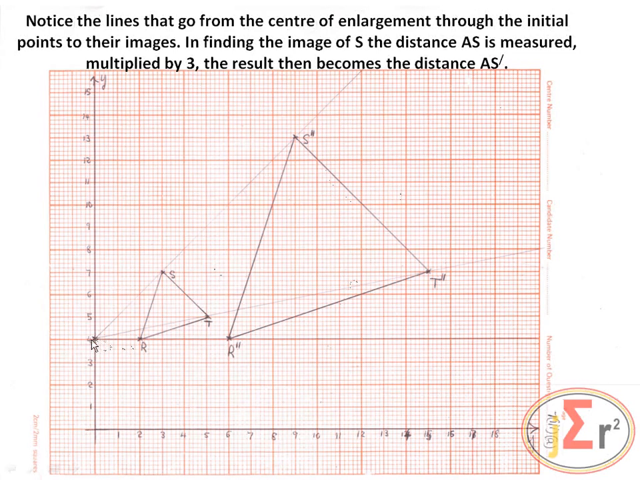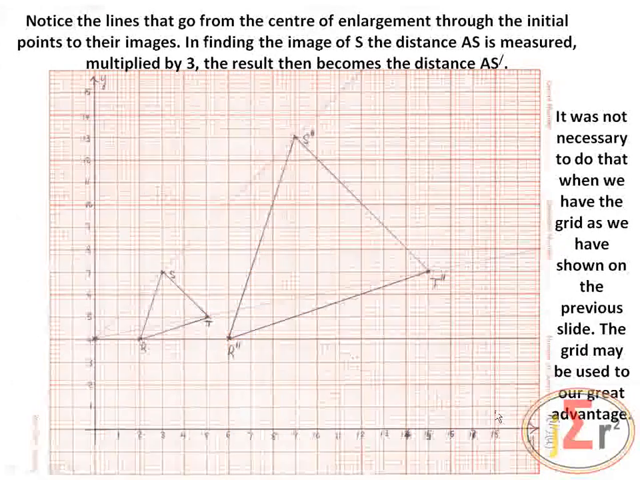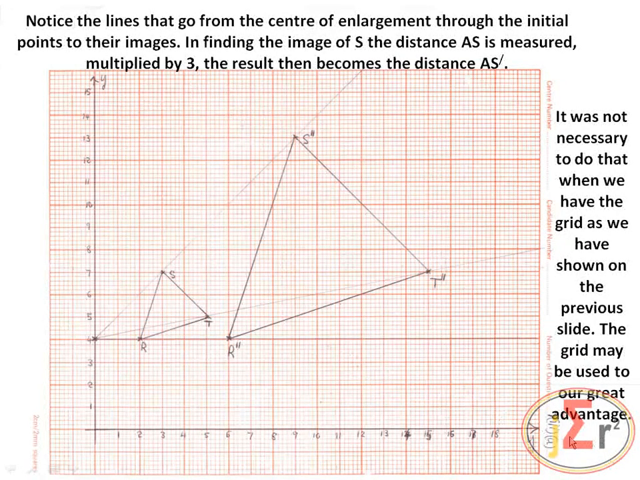Find the distance from A to S, multiply that by 3, and that is the distance from A to S prime, and we would have located S prime. It was not necessary to do that when we have the grid, as we have shown on the previous slide. The grid may be used to our great advantage, and also when we are performing other transformations, as we will see throughout Richard James Mathematics Resources.